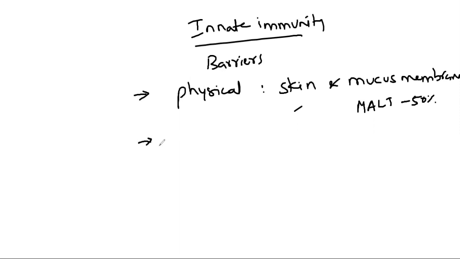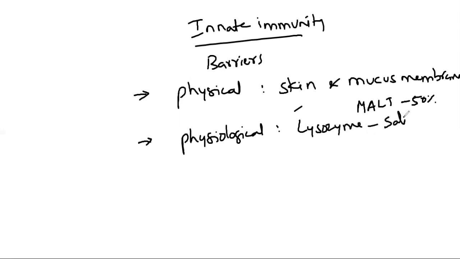Suppose they cross the physical barriers, we can observe physiological barriers. Now, what are the physiological barriers? We can observe lysozyme found in saliva, tears, and also found in intestinal juice. They can kill the bacteria, especially these enzymes. This lysozyme can kill the bacteria.